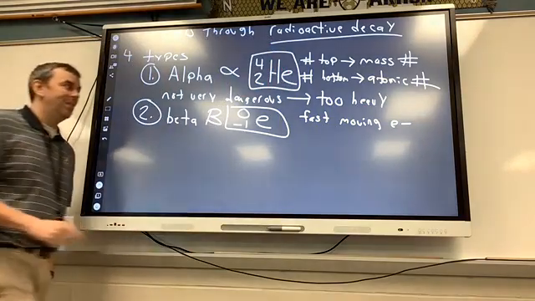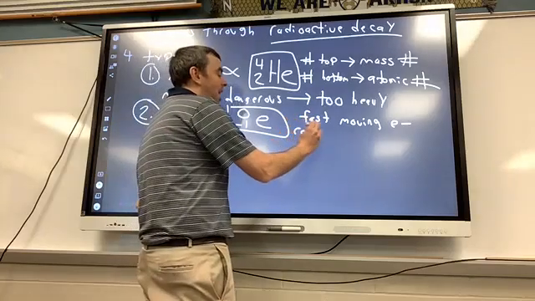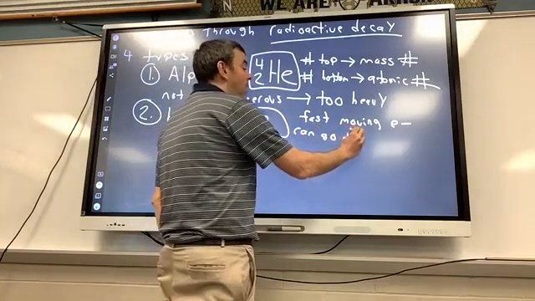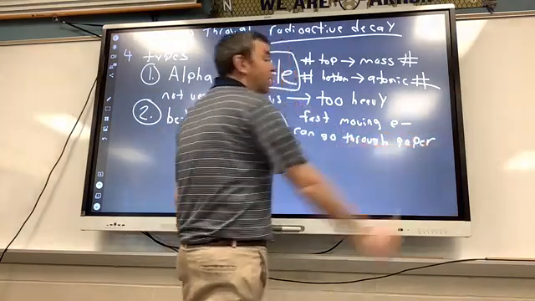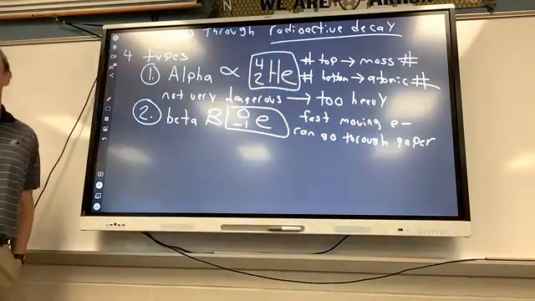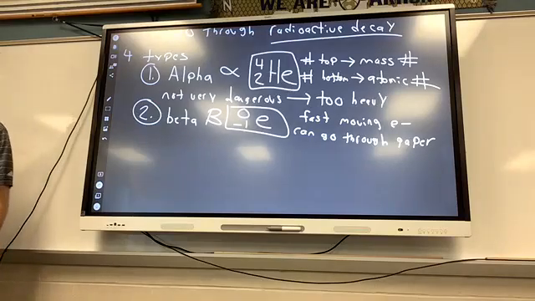Yes, these are stronger than the alphas. So the beta in nuclear chemistry is actually stronger than the alpha. So these can penetrate paper.